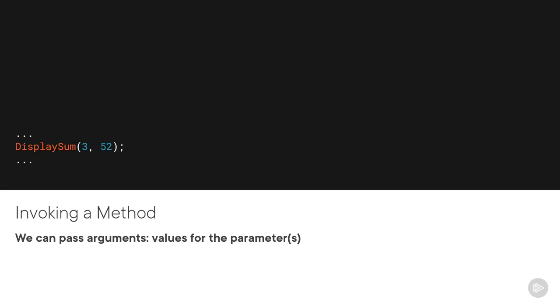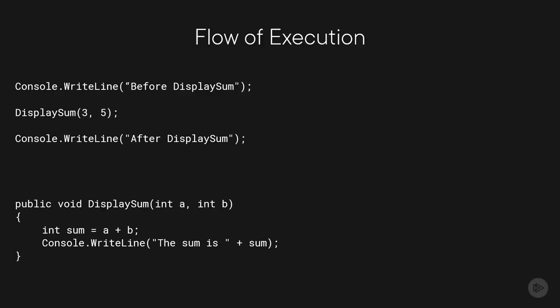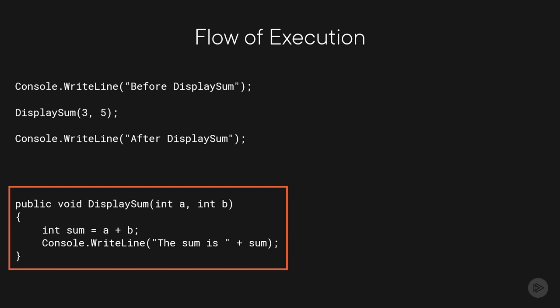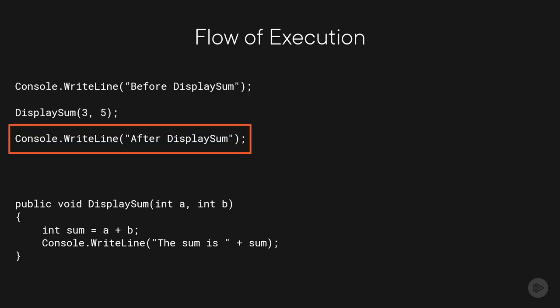Oh, and one more thing. The method name has to match exactly, so including the casing. C# is case sensitive. I do understand that calling displaysum basically changes the flow of execution again. Instead of continuing to execute statements over here, the statements in the displaysum method are executed. And only when the displaysum is finished executing will the flow of execution return back here.